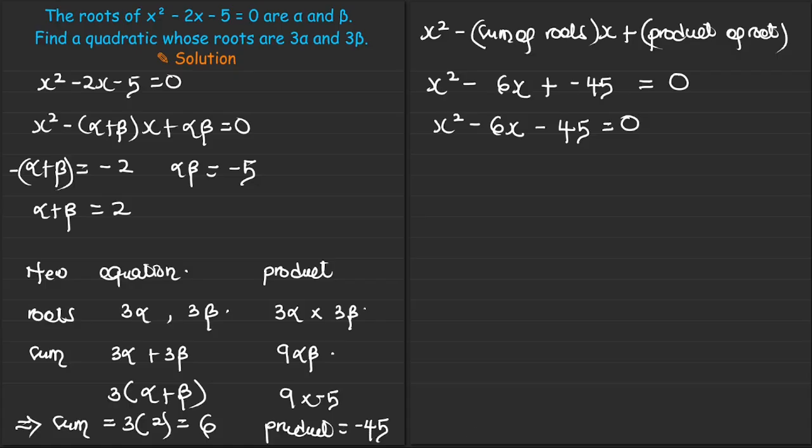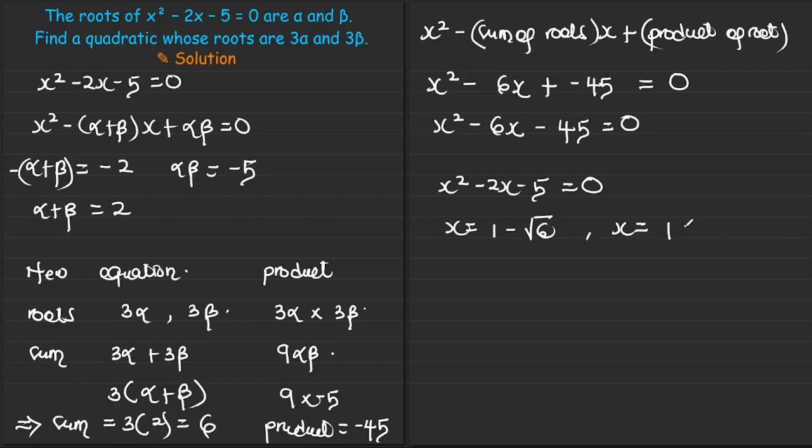Now, if you really want to confirm this, you can use your calculator to find the roots. So we have x squared minus 2x minus 5 is equal to 0. If you solve for this, you are going to get x equal to 1 minus the root of 6, and x is also equal to 1 plus the root of 6.